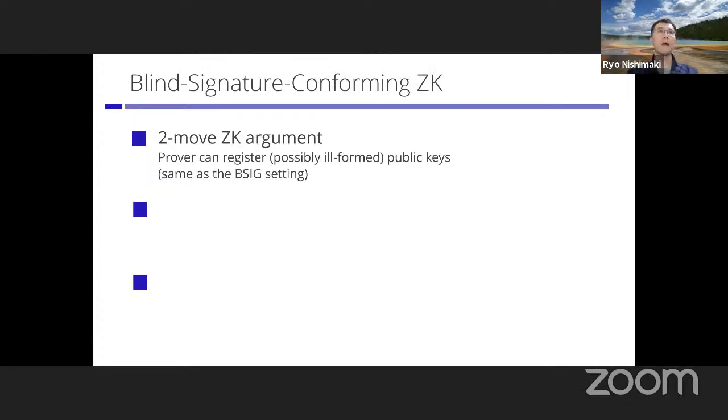To solve the problem, we introduced the notion of blind signature conforming zero knowledge. This is a zero knowledge protocol, only a two-move zero knowledge protocol. And the prover can register possibly ill-formed public keys because we use this zero knowledge argument as the building block of blind signature. The prover is the user of the blind signature. So the prover can register public keys.